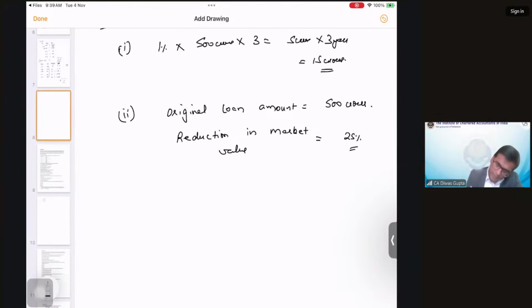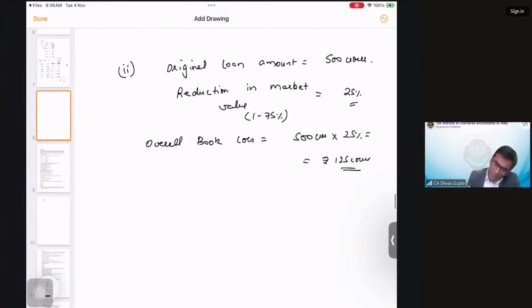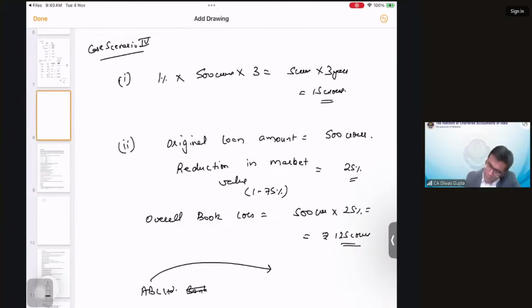So the overall book loss is 500 crore into 25%, right? So this was actually calculated as 1 minus 75%, the above value. So it will be how much? 125 crores. So in totality, 125 crores loss will be given by ABC Limited, sorry, not bank, but the institution to the financial institution.